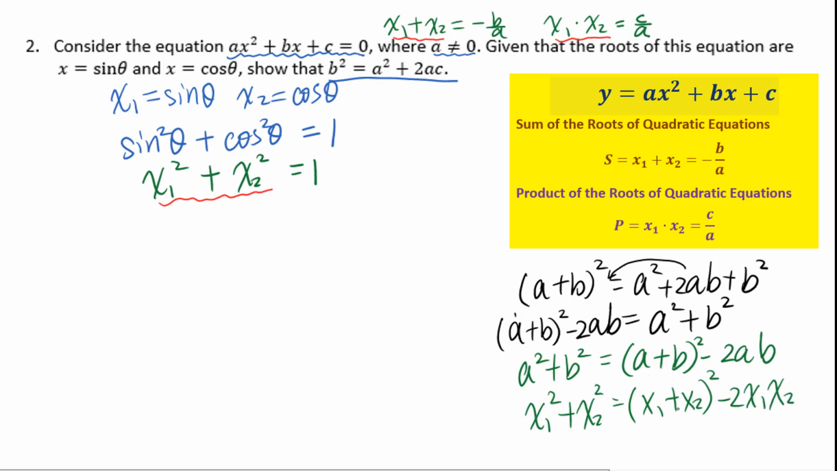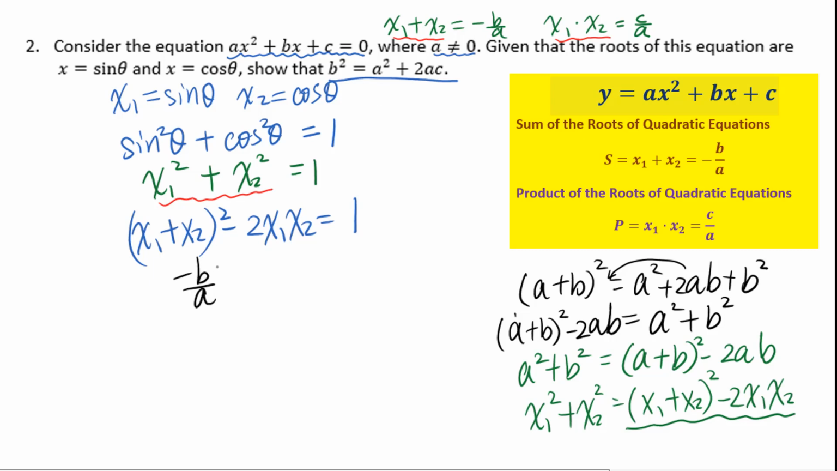Now, we will use this to substitute for x1 squared plus x2 squared. That is x1 plus x2 squared minus 2x1 x2 equals 1. We know x1 plus x2 equals negative b over a. So negative b over a squared minus 2 times c over a equals 1. b squared over a squared minus 2c over a equals 1.